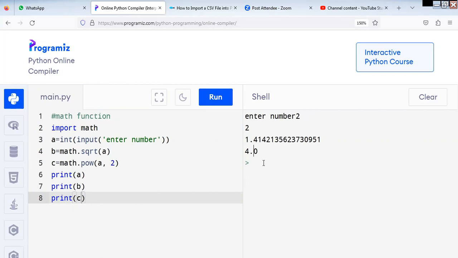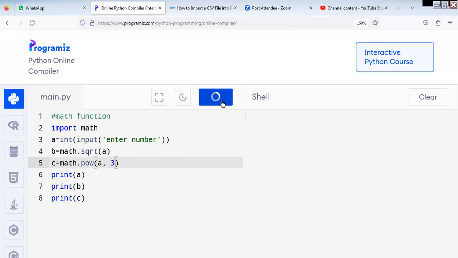Okay. So in power we have to write the base and the exponent. So a raised to 2. Suppose I do a raised to 3. Let us see. It will be 8, for number 2. Okay.